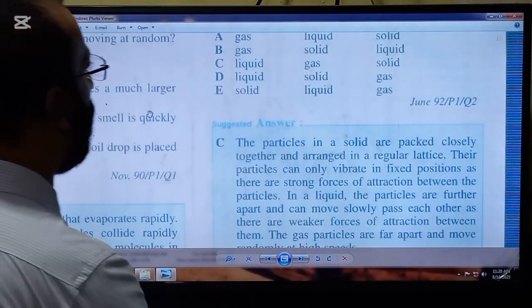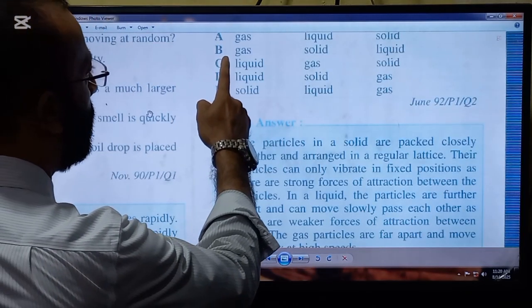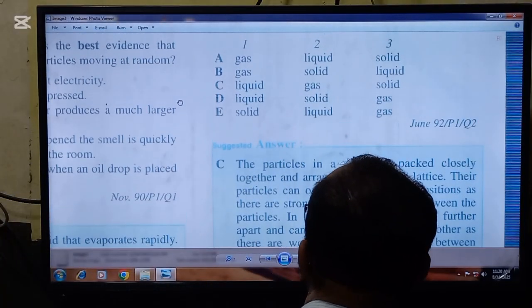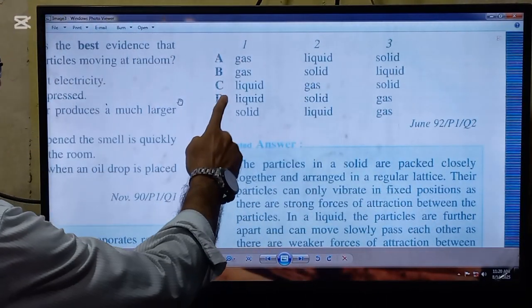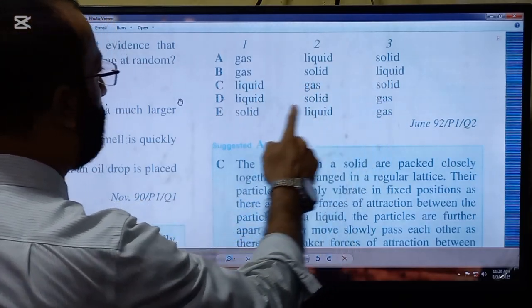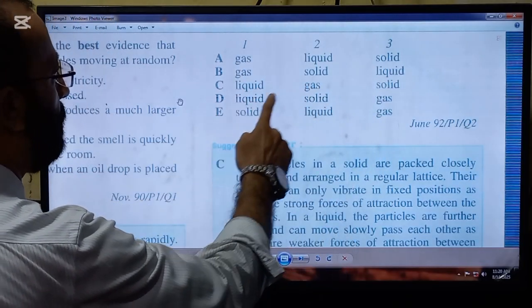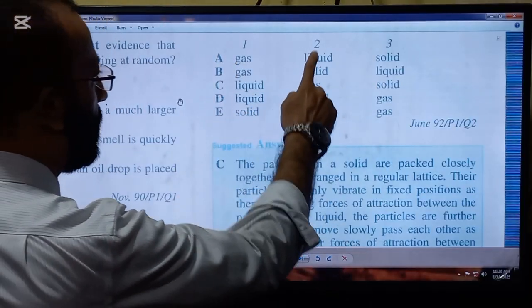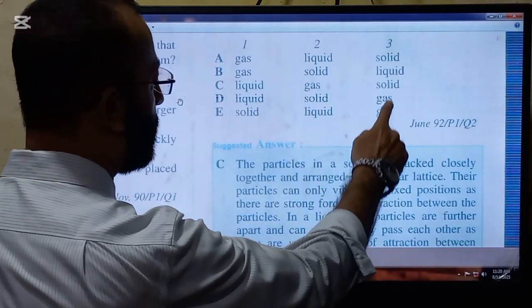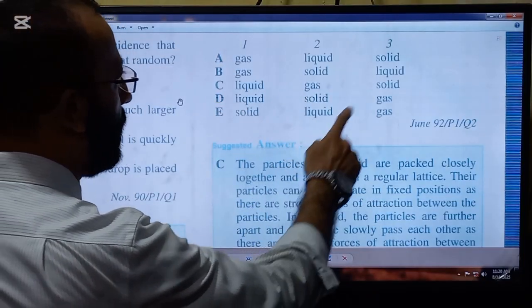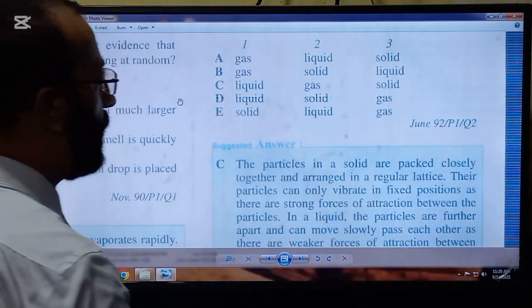And here are the options. In A part, this is gas, liquid, and solid. In B part, first one is gas, then 2 solid, then 3 liquid. C part is first liquid, second gas, third is solid. D part is first liquid, second solid, and third is gas, and E part is first solid, second liquid, and third is gas.